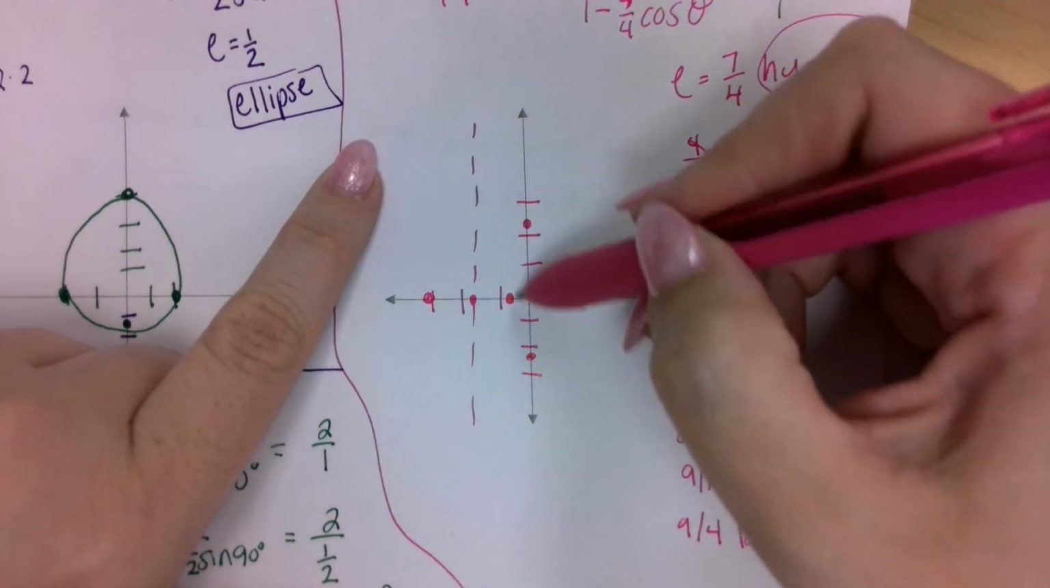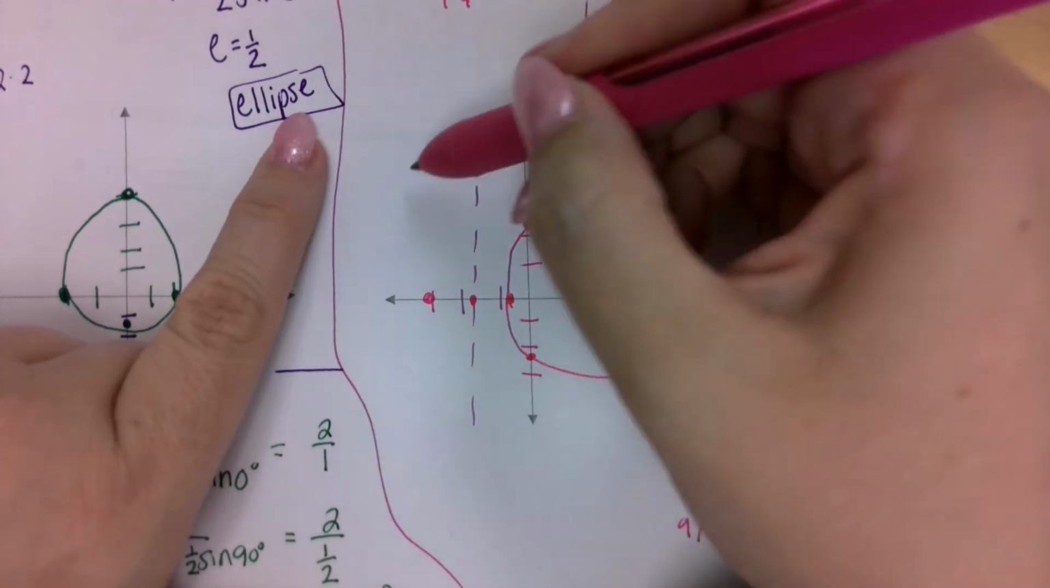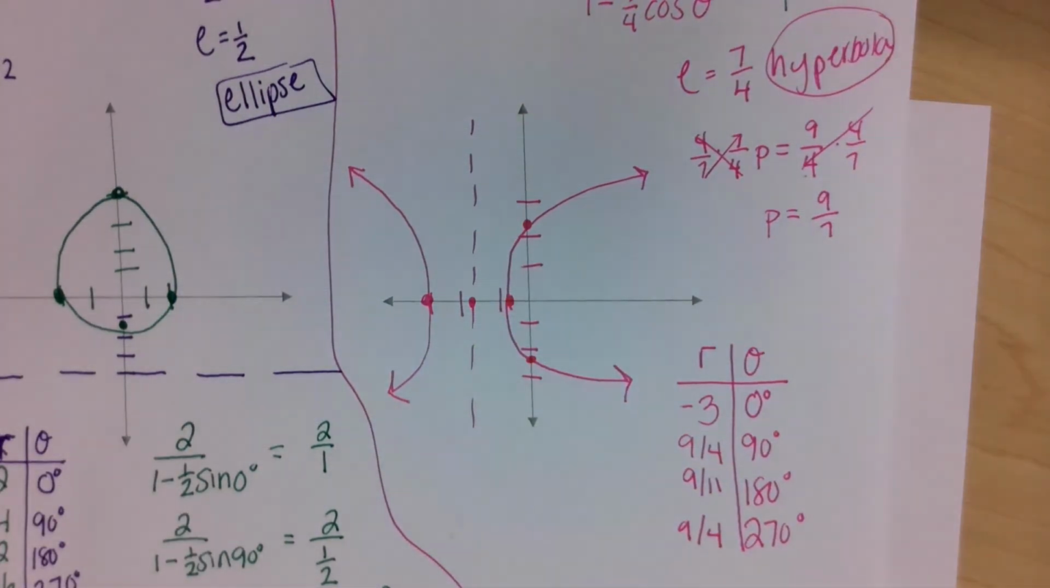So what happens is we have our hyperbola here, and we also have our hyperbola over here that matches. So there is our hyperbola in the polar plane.